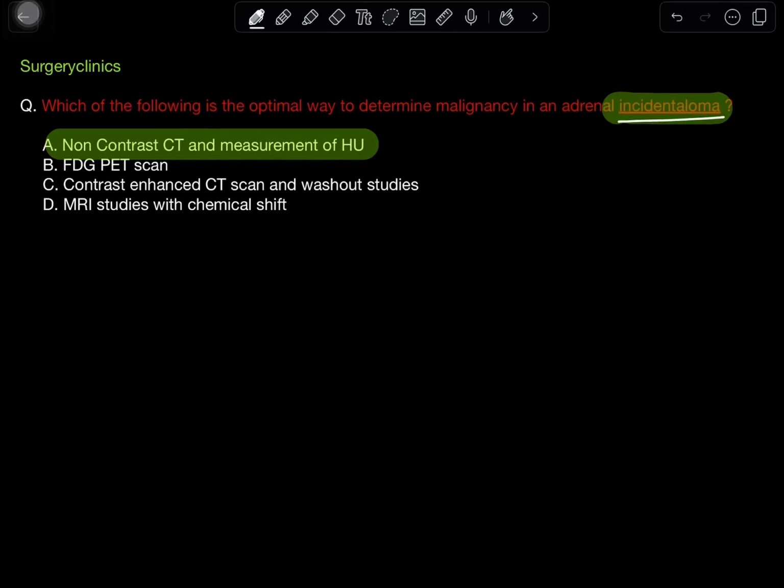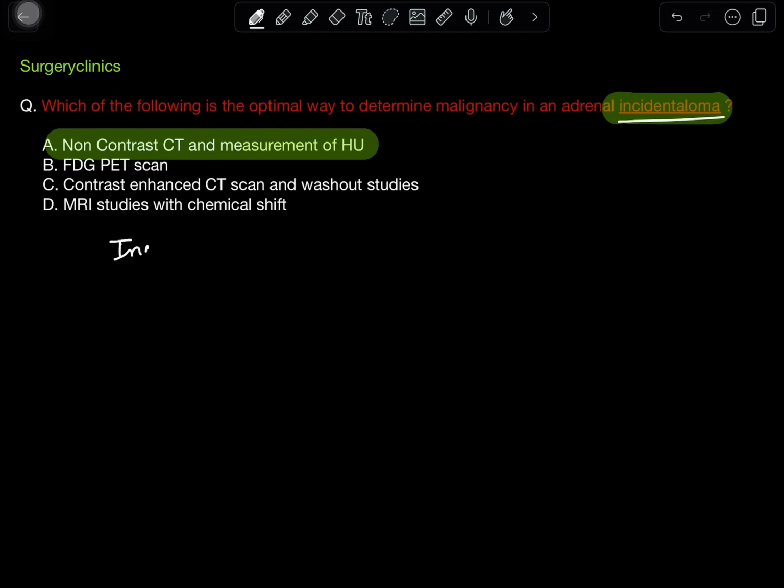So the question is, which of the following is the optimal way to determine malignancy in a patient of adrenal incidentaloma? The answer here is option A, non-contrast CT and measurement of Hounsfield units. Before going to this question, let us discuss a few basic things about adrenal incidentaloma.